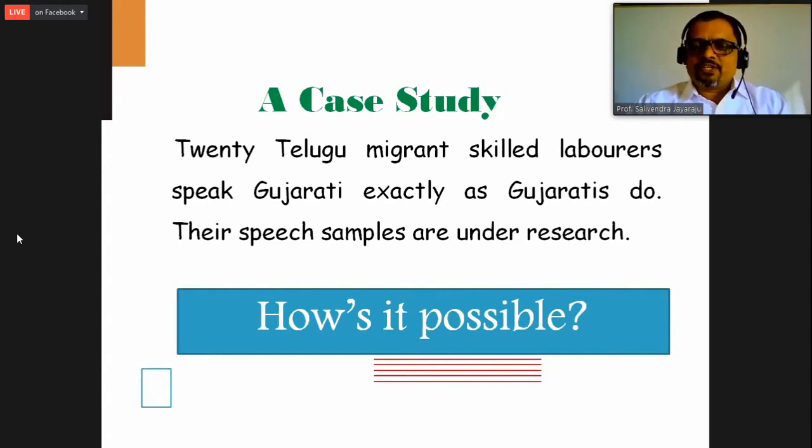Since it is an unpublished research, we are going to publish in a couple of months' time. So I don't want to show you the speech samples. That's why I'm just presenting in black and white. So 20 Telugu migrant skilled laborers speak Gujarati exactly as Gujaratis do speak Gujarati. The speech samples are under research. That's why we are not playing the speech samples.